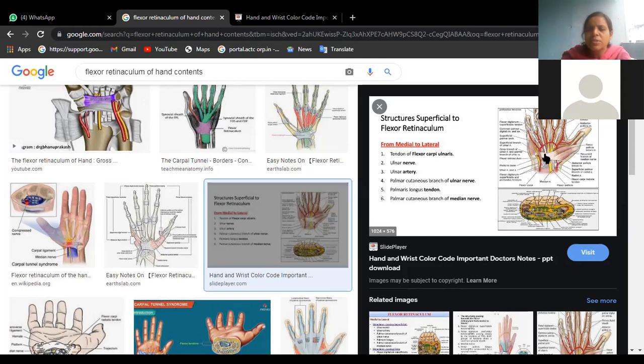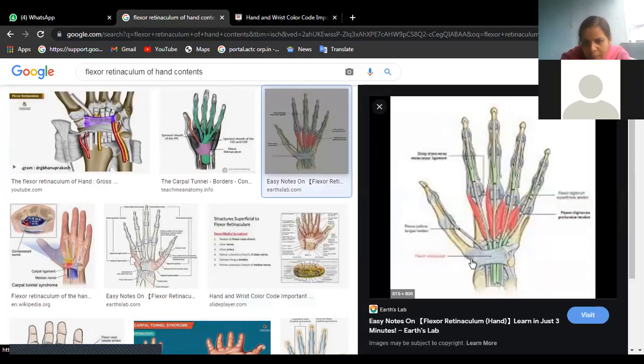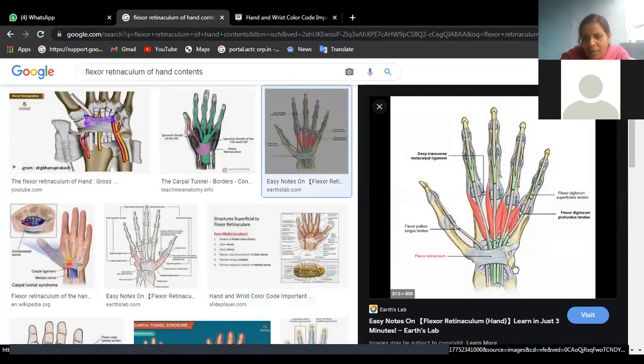You can see a few structures are passing deep to the retinaculum and a few structures passing superficial to the retinaculum. Let me show you this picture. This picture is a little more clear, right? Towards the thumb we have scaphoid and trapezium, and towards the little finger we have pisiform and hamate. You are finding many structures passing deep to the retinaculum.